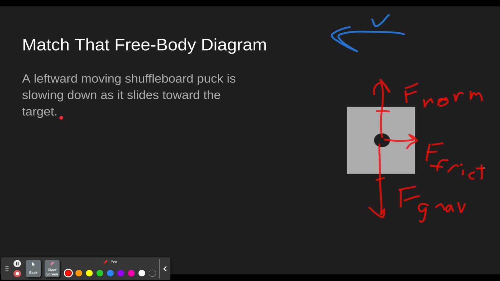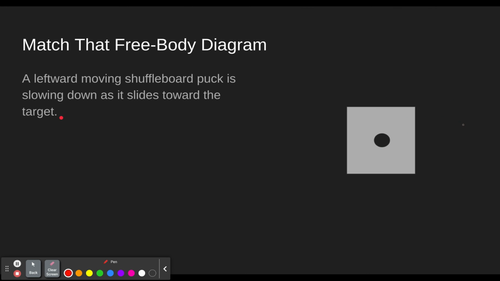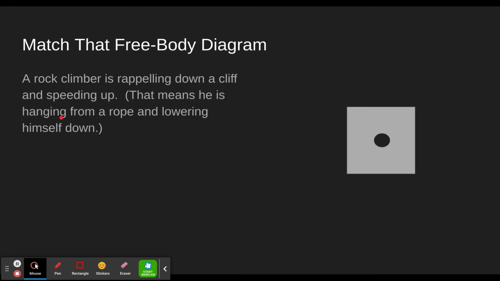For something that's moving along the ground, they tend to ignore the air resistance force. You could have a second force here going this way labeled air resistance, but you won't see them do that in this concept builder. If it's moving along the ground, you just have friction. Air resistance is a type of friction anyways, so that makes a lot of sense.